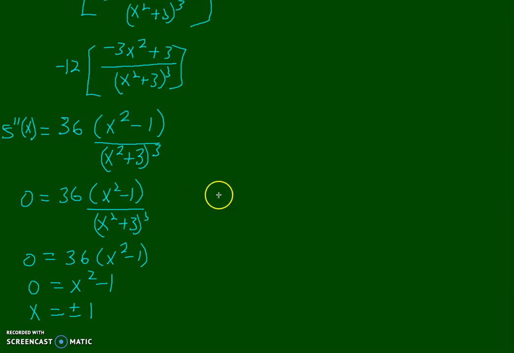So let's go ahead and do some similar tests here. Let's put anchor values at negative 1 and 1. And let's test at negative 2, 0, and 2.